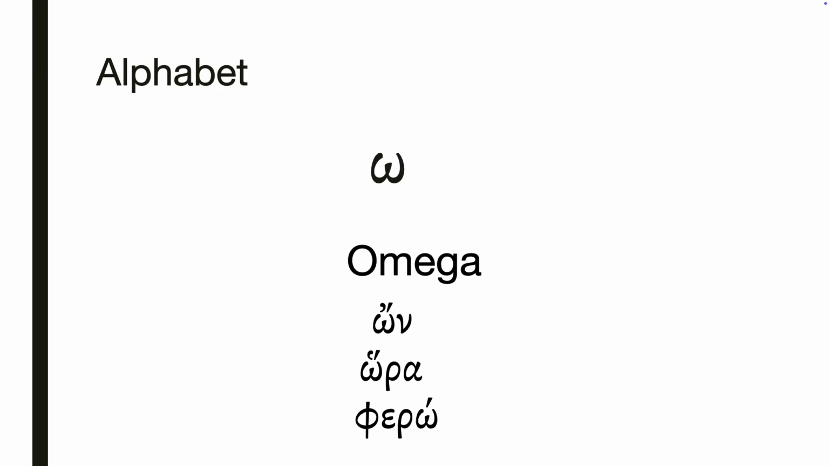And lastly, omega, or big O, makes a long o sound. So omega makes an o sound, like in hora, or phero.